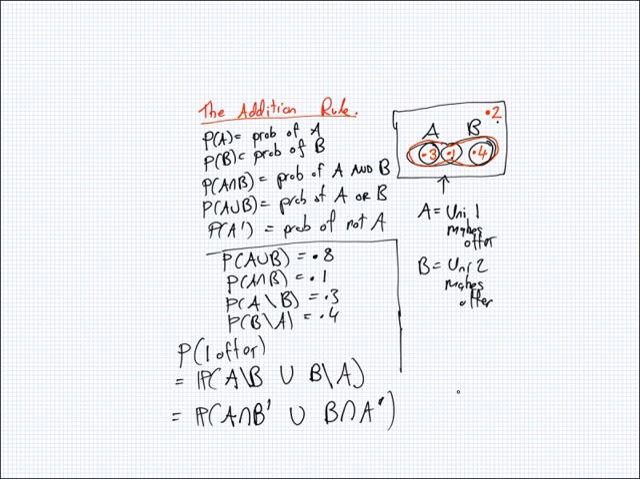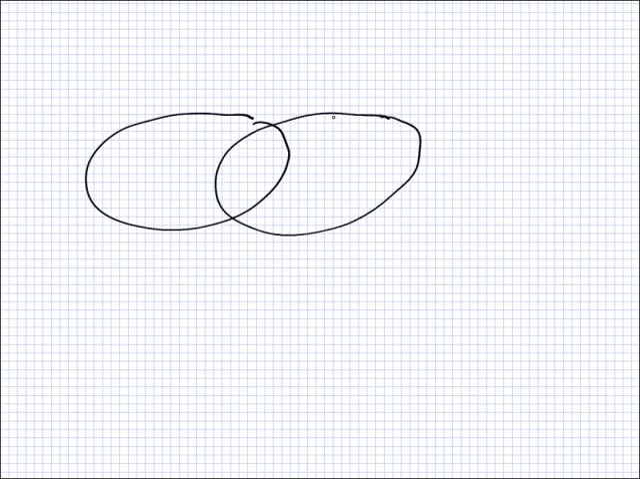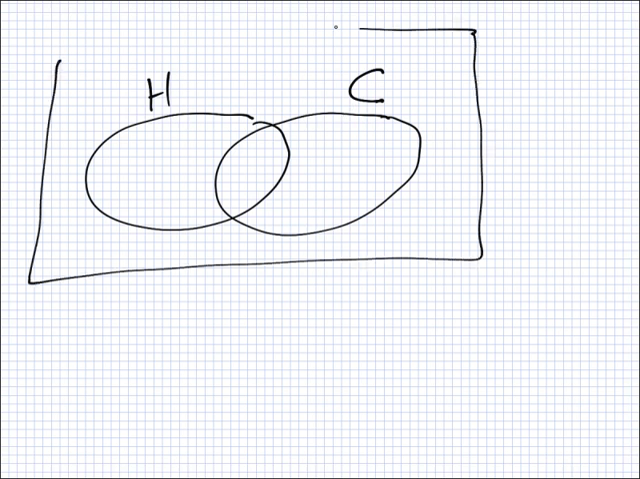Now, what I'm going to do, I'm going to read out some information and I want you to try and put it into a Venn diagram, okay? Can I scroll down? So we'll make this a more medical example. We're looking at two events. Event H represents the patient having heart disease, and event C represents the patient having high cholesterol. So I'm going to give you some information, and I want you to fill in this Venn diagram.